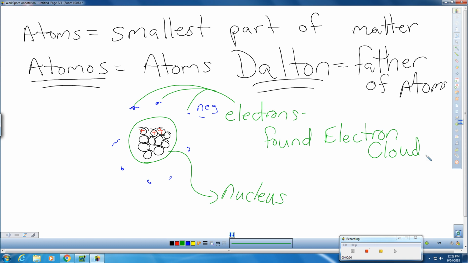So inside of the nucleus, these positive parts, they have a positive charge, are our protons, which you guys are all probably familiar with. And then the parts that don't have a charge or are neutral, we call neutrons, again, which you all should be familiar with.